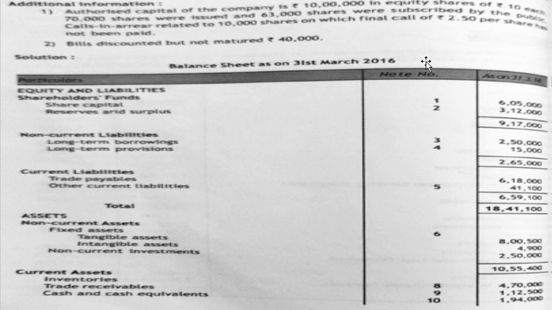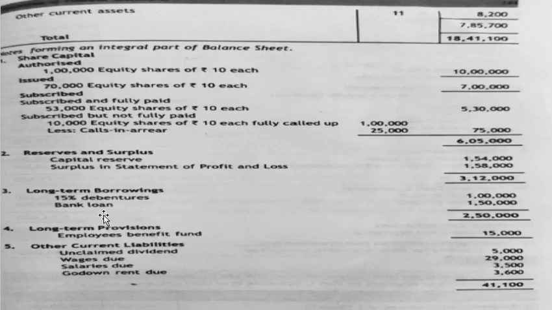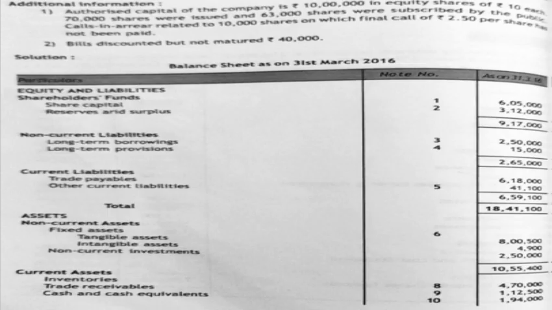So, balance sheet as on 31st March 2016. Equity and liabilities, shareholders' funds: share capital and reserves and surplus, according to working notes 1 and 2. We will take 6,05,000 and 3,12,000, which will give you 9,17,000. Next is our non-current liabilities. Under non-current liabilities in your working note, we have long-term borrowings and long-term provisions. Based on those working notes 3 and 4, we classify in the balance sheet 2,50,000 plus 15,000, which will give you 2,65,000.